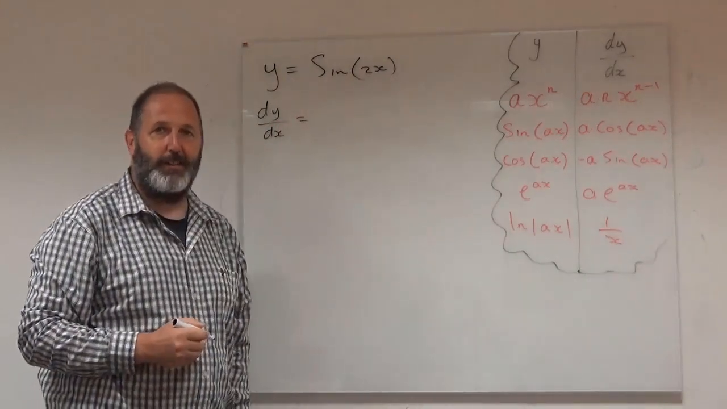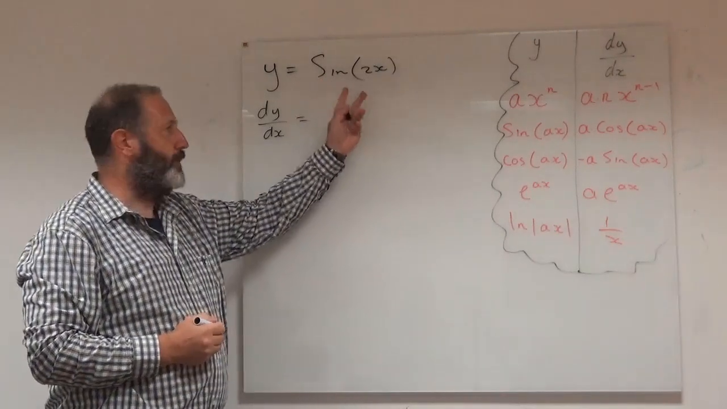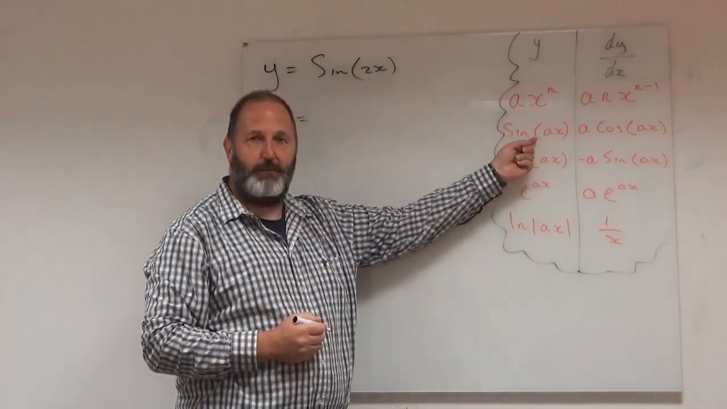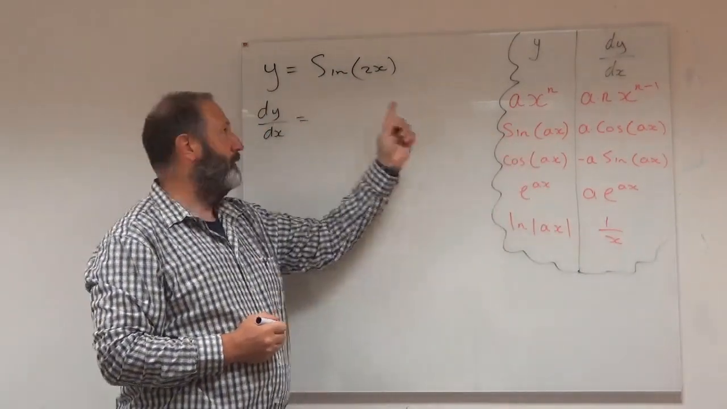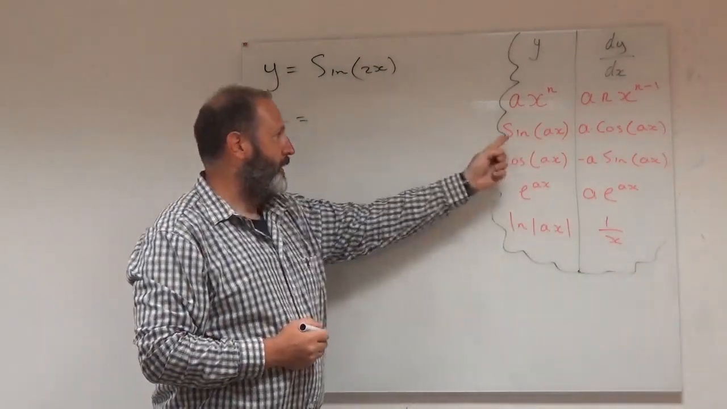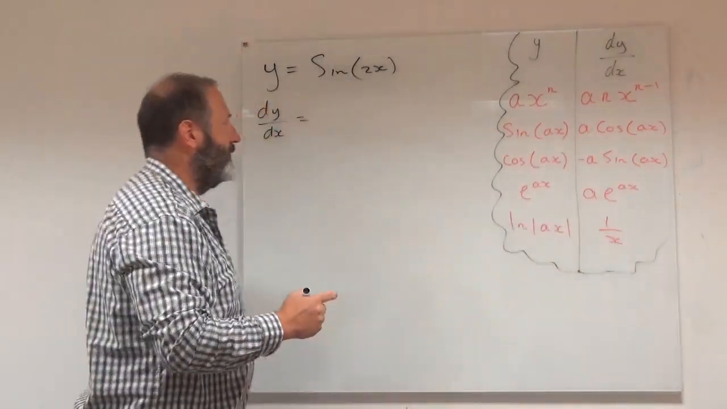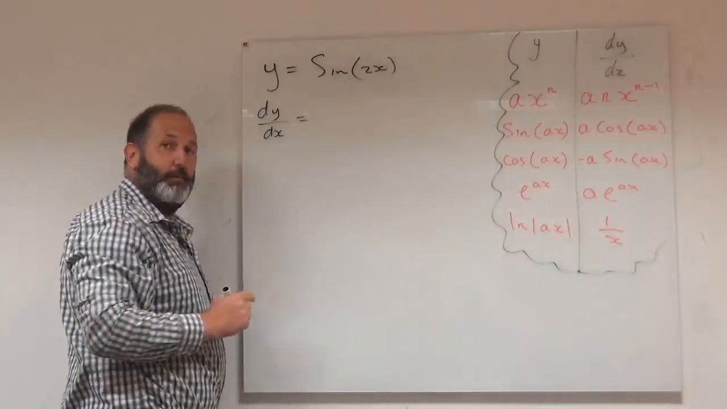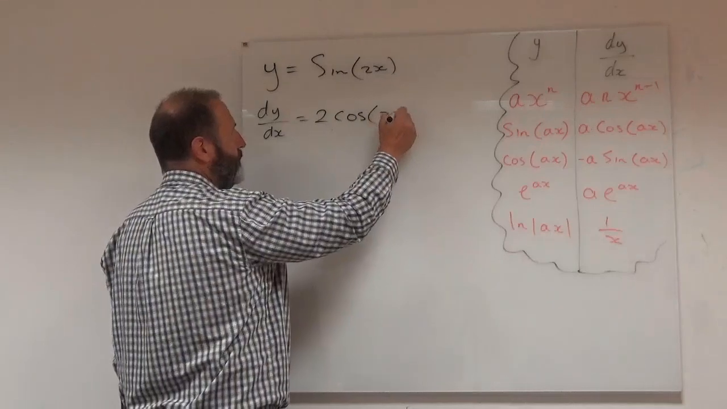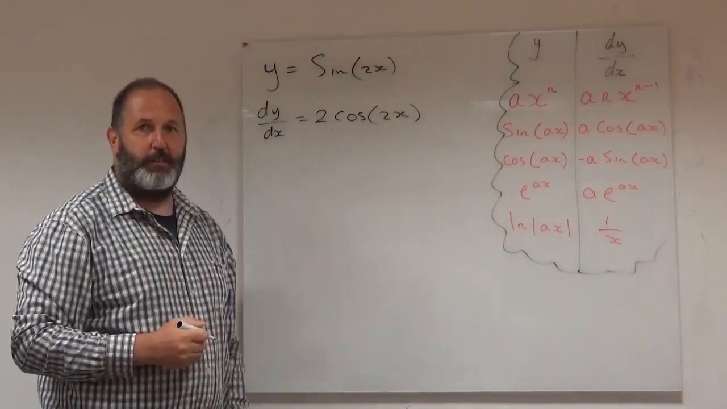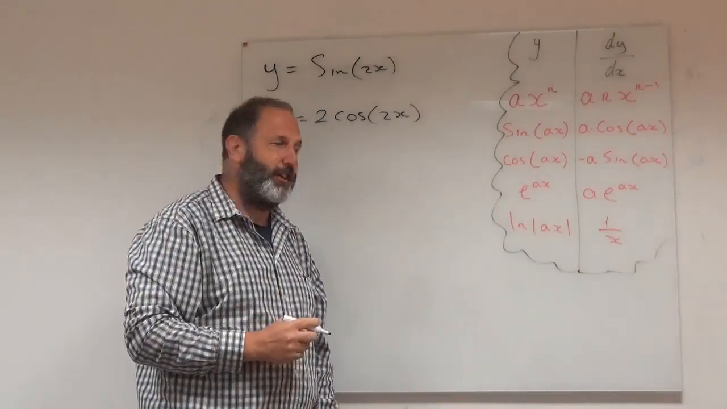So I want to be able to find dy dx. If we look across at our table, we're looking for something that resembles sine of 2x, and if we look down here we see sine of ax. In this case a is just some constant, 2 for our example. So if we read across we can get the solution. The solution is a cos ax, and my a in this example is going to be 2. So we're going to have 2 cos 2x, just from using this cut down version of a differentiation table.